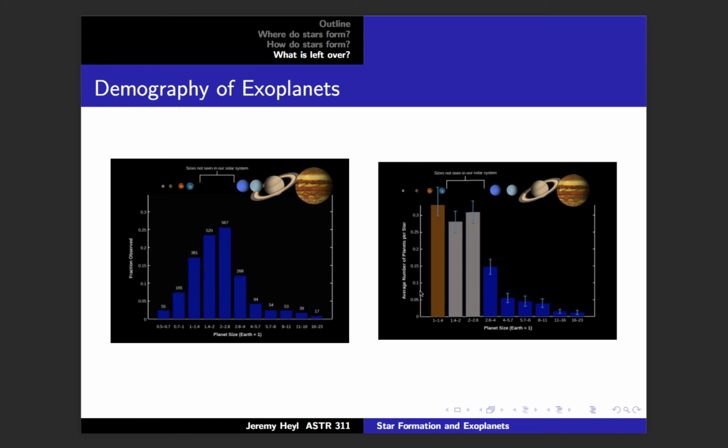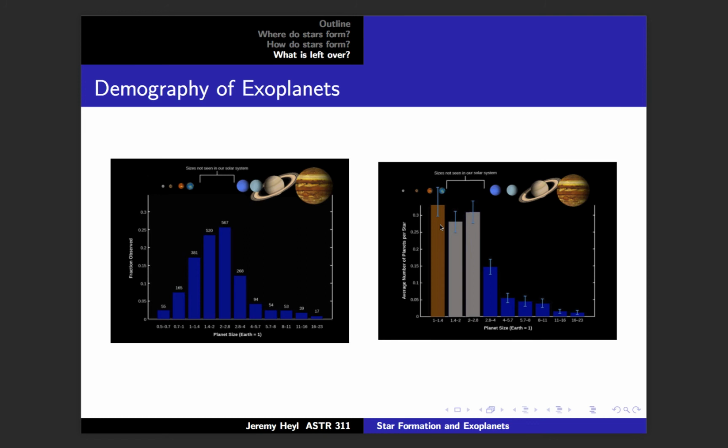And if we ask what fraction of stars have a planet that's around Earth's size to twice Earth's radius? That's this region. And what that is telling us is that half of the stars will have a planet of around Earth size. So Earth is not unique in its size.